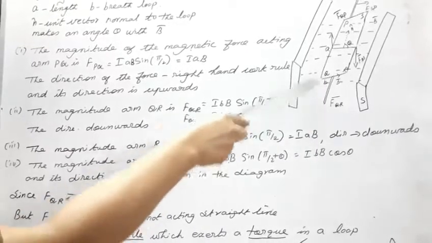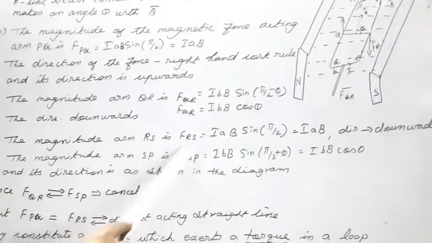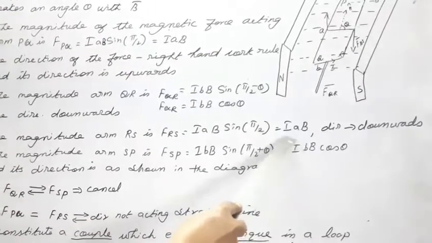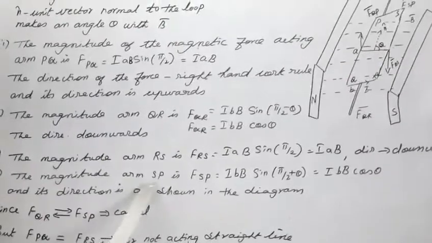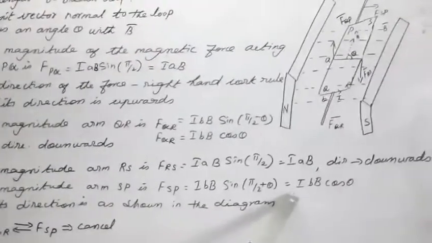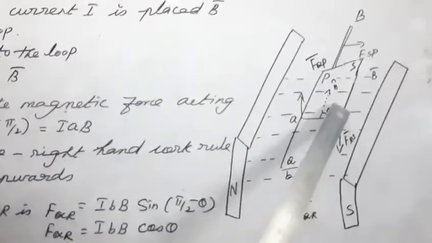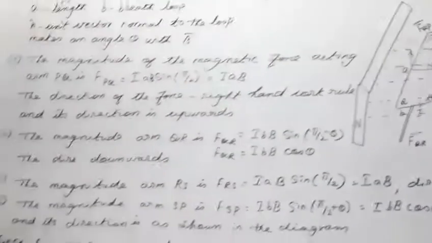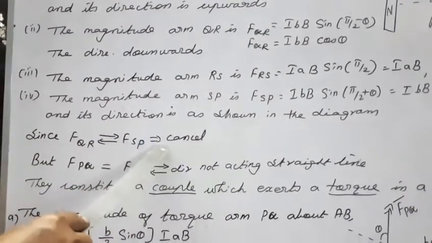And next, third point, the magnitude of the force on the arm RS, F_RS, is equal to IAB sin(pi by 2), which is equal to IAB, and its direction is downwards. Fourth point, the magnitude of the force acting on the arm SP is F_SP equal to IBB sin(pi by 2 plus theta), equal to IBB cos theta, and its direction is as in this diagram. Since the forces F_QR and F_SP are equal, opposite and collinear, they cancel each other.